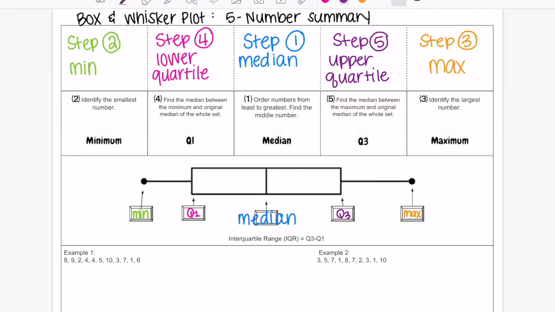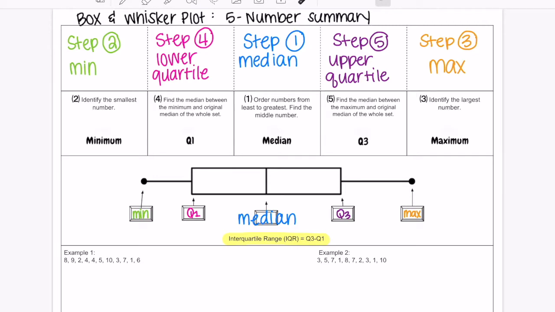And then there's one other term that you may see called the interquartile range, or the IQR. So the interquartile range is the box itself. So from Q1 to Q3, so from here to here, that is your interquartile range. And you would find the value of the interquartile range by subtracting Q3 minus Q1.